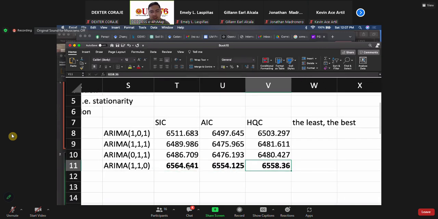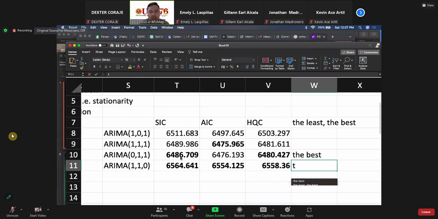And this is also the most autoregressive. So, where is the lowest? The lowest is ARIMA 011 because this is 6.486, 64, but in AIC, the lowest is ARIMA 111. The lowest for HQC is in ARIMA 011. So, the best ARIMA model is this one.